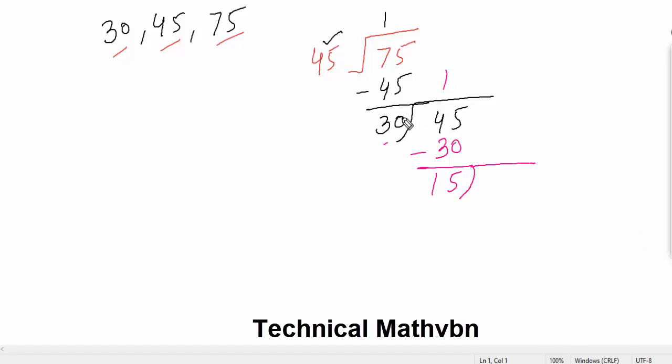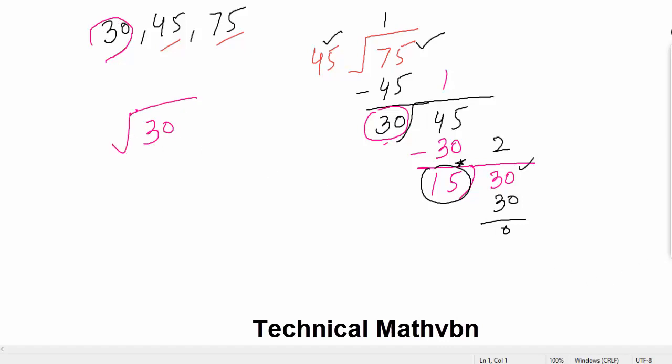And in this situation now 30 would be the dividend. Now multiply 15 with 2: 15 twos are 30, remainder 0. This means 15 would completely divide this 30. And we started from 75, so it will end up at 15. Now take this 30, and this 30 would be divided by this 15.